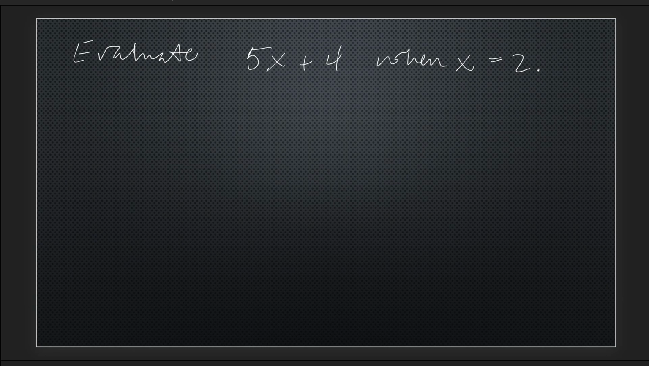Now for this kind of problem, we have 5x plus 4 when x equals 2. So what we do is write down our expression, and we're given the value of x here. So we need to evaluate this expression when x is 2. So if x is 2, I'm going to substitute 2 in for x. When 5 and x are sitting next to each other like that, that's multiplication.